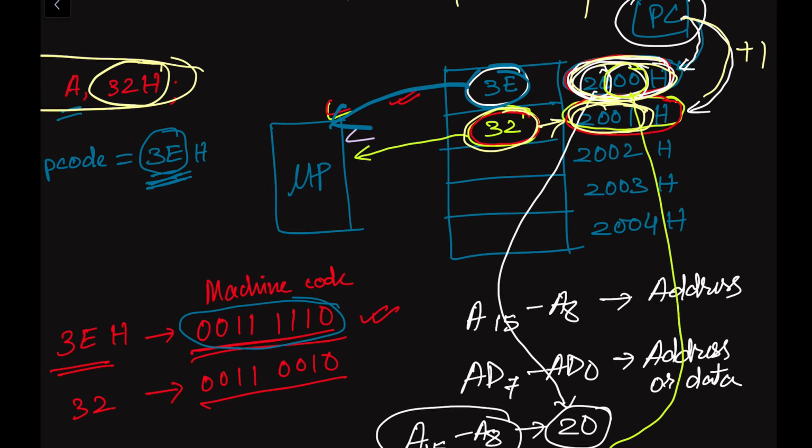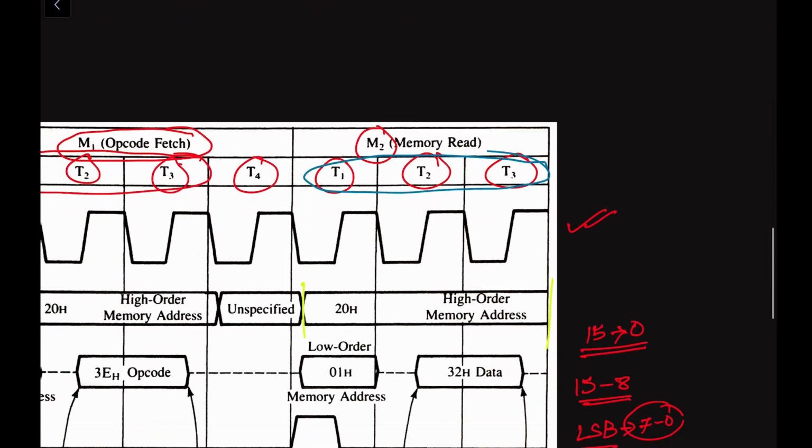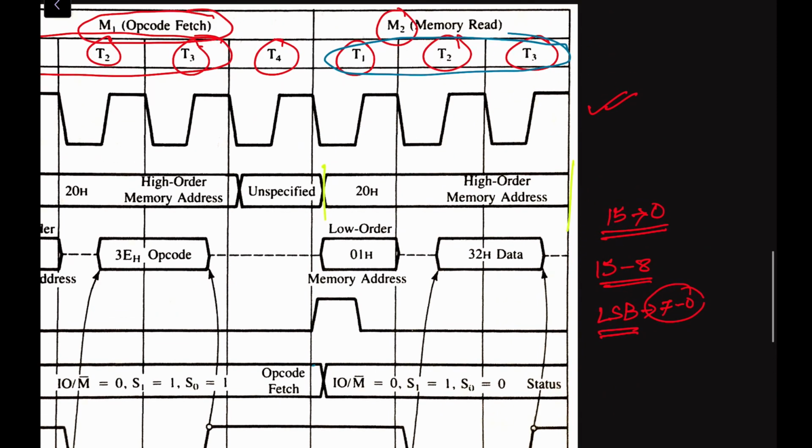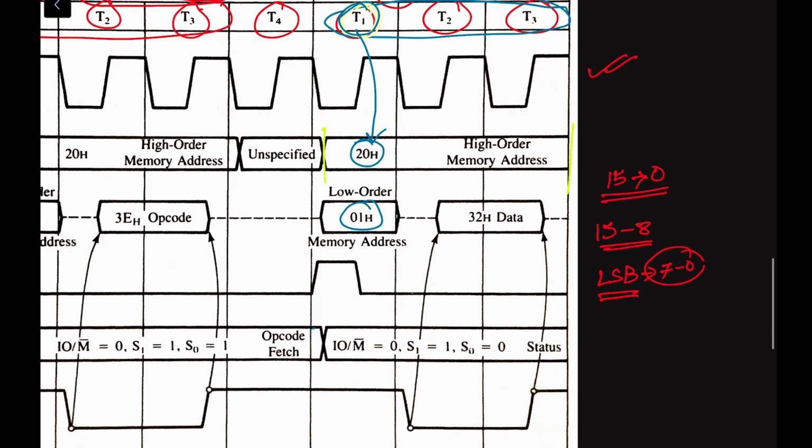So during this memory access, 20H will be transferred to A15 to A8, and the 01 will be transferred to the multiplexed address data bus. So here you can see, in the memory read operation, during the first T state, what is the higher order data? 20H. And what is the lower order data, or the LSB? 01H. This is the memory address. It has been transferred to the memory unit through the microprocessor address bus, as well as the address data multiplex bus.